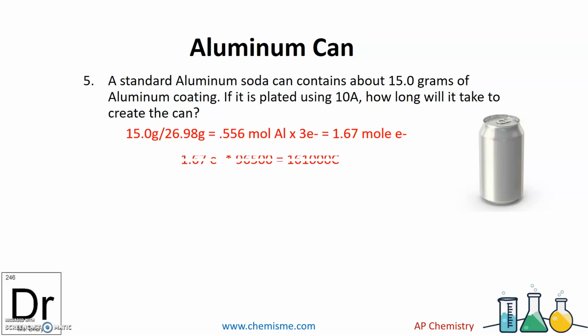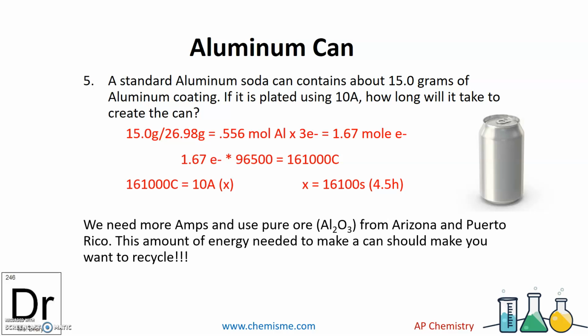Just like our last example, we're going to figure out how many coulombs it is by multiplying by Faraday's constant, 96,500 coulombs for every mole of electrons. And I got 161,000 coulombs. Now I can use my CATS rule to divide by the amperage and get 16,000 seconds, or 4.5 hours. It's probably why we want to recycle our cans, because we need more amps and use pure ore from Arizona and Puerto Rico. The amount of energy needed to make a can should make you want to recycle the can instead.